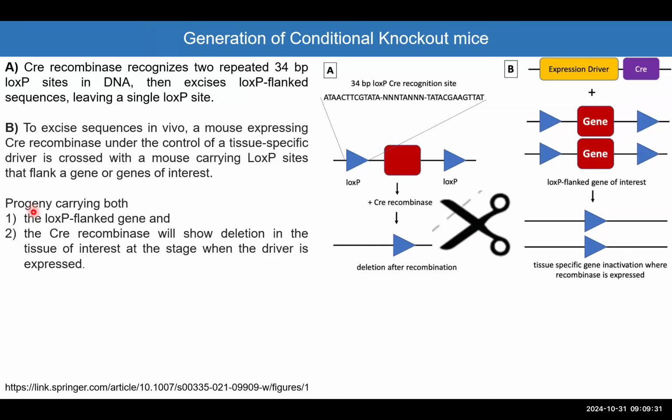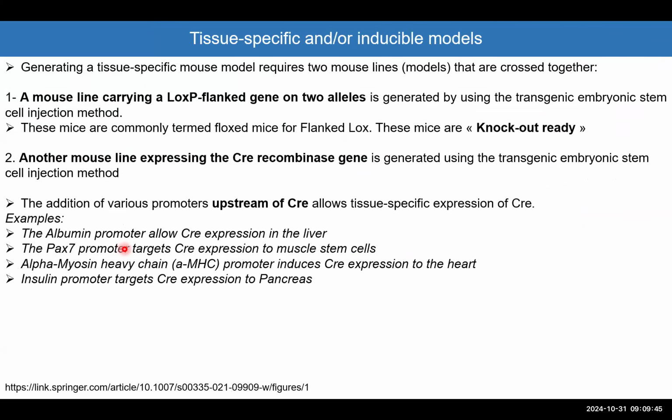So both the LoxP-flanked gene and the Cre recombinase have to be crossed within the same mouse in order to perform this conditional knockout. Now, I'm repeating this because many times I'm saying things and some of you say that most of the things I talk about are not written. So I wrote it down in the slide.